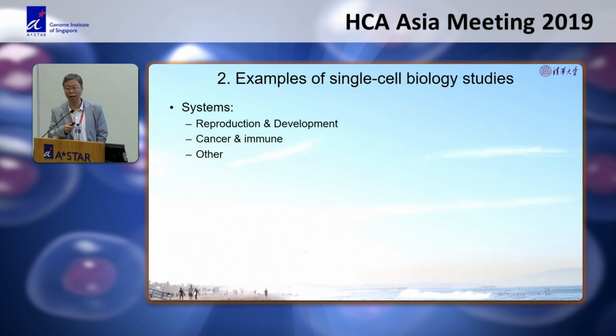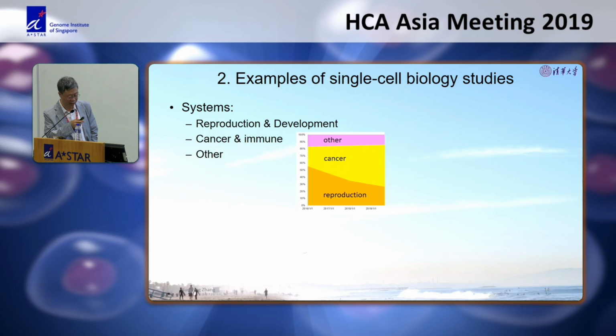So there is a lot of technology development, but most of the labs are only users of technology, and they use it on a large variety of scientific questions. Most of the questions are around reproduction and development. The second topic is cancer and immunology, and there are some other medical topics. So this is some statistics on the number of publications.